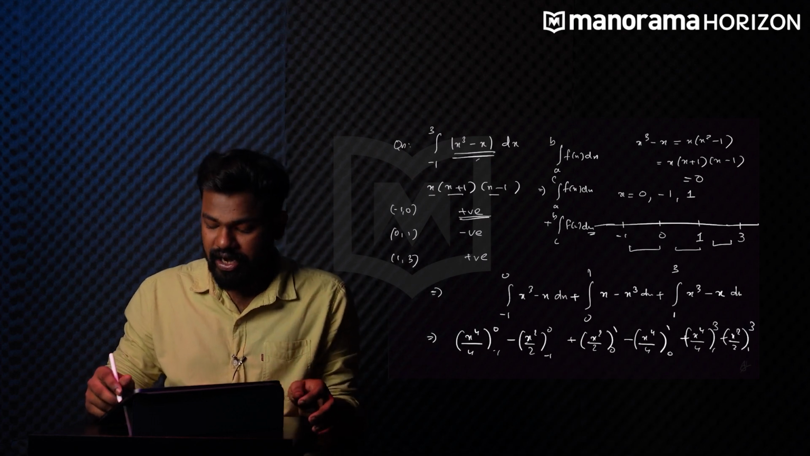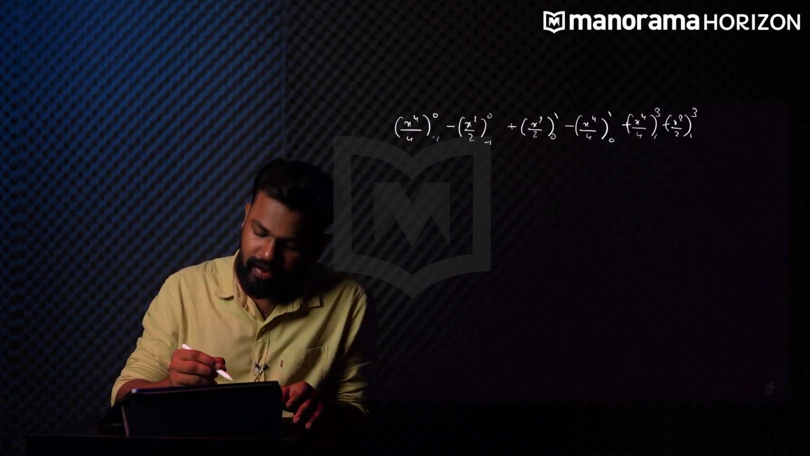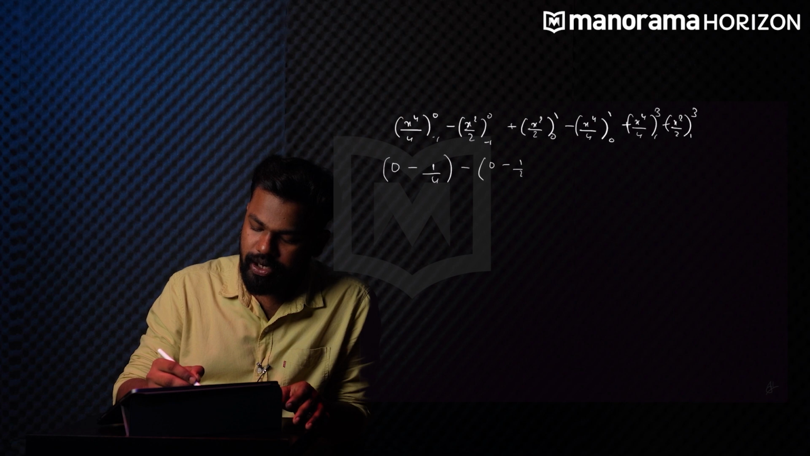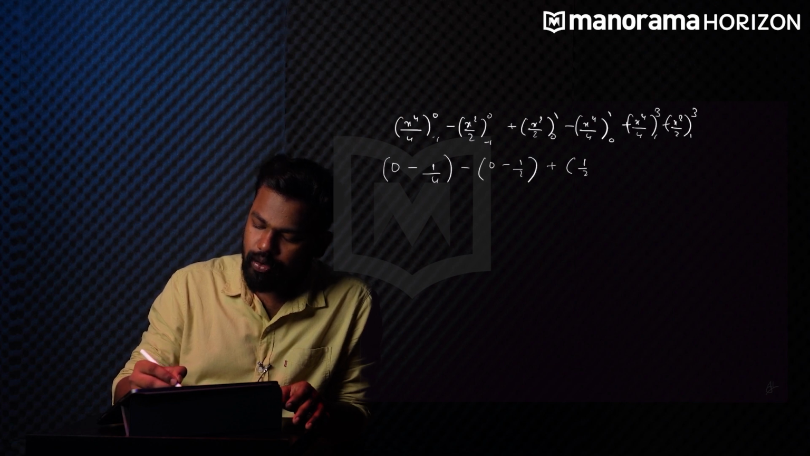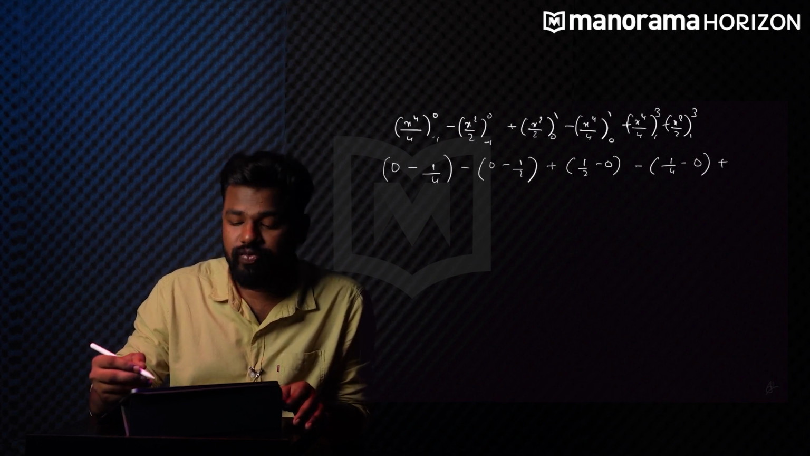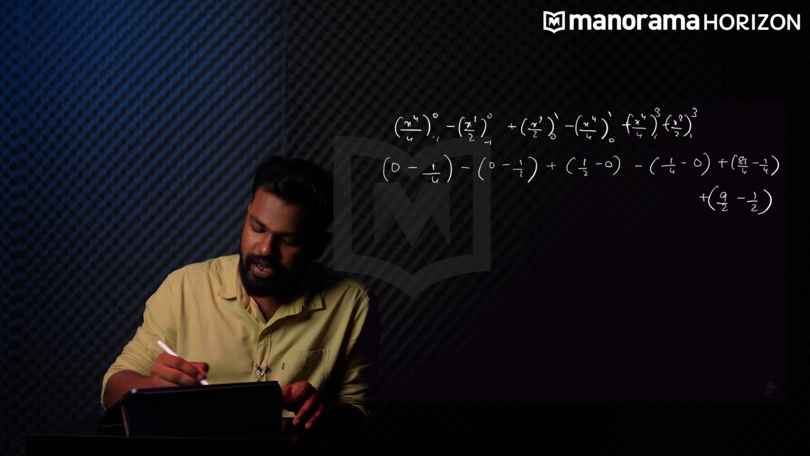So these are the different parts that we get after integrating. So putting all the final values, I will be getting 0 minus 1 by 4 minus 0 minus 1 by 2 plus 1 by 2 minus 0 minus 1 by 4 minus 0 plus 3. If I put 3 raised to 4 by 4, that is how much? 81 by 4 minus 1 by 4 plus 3 square by 2, that is 9 by 2 minus 1 by 2. So this is what I get.